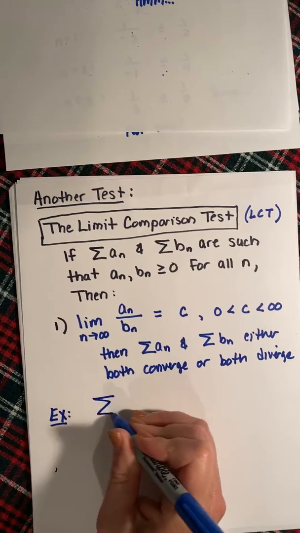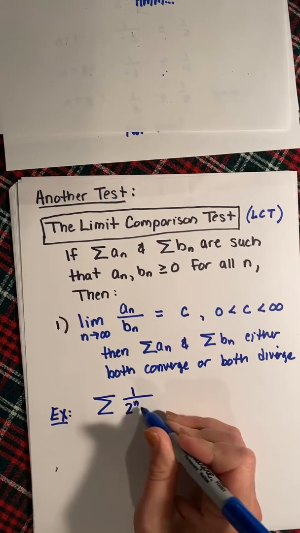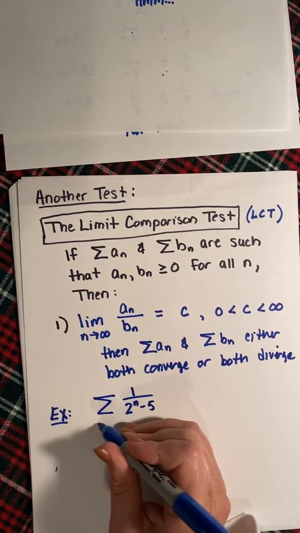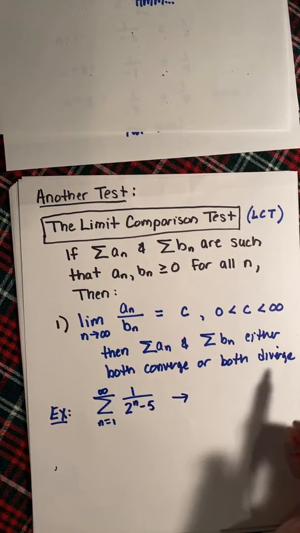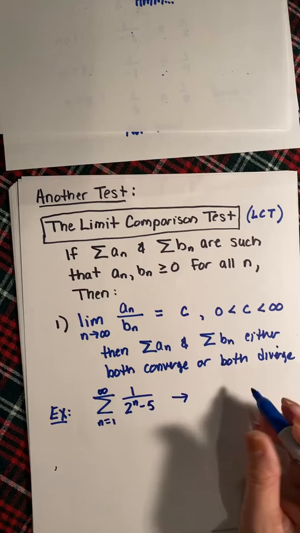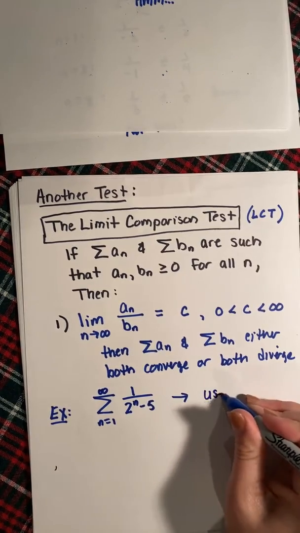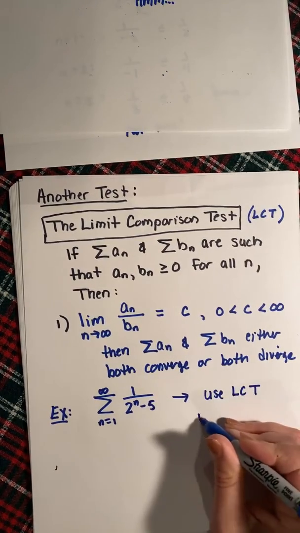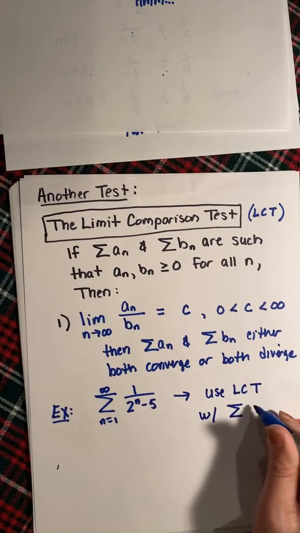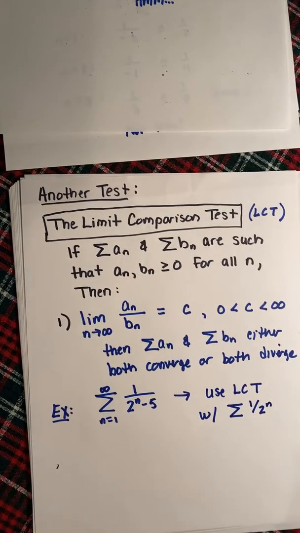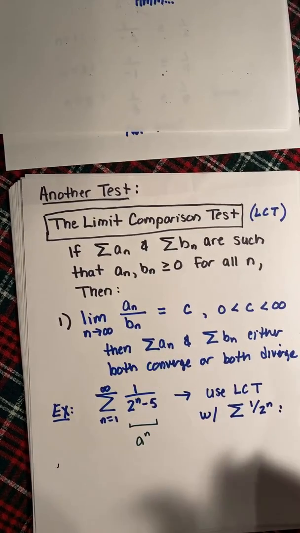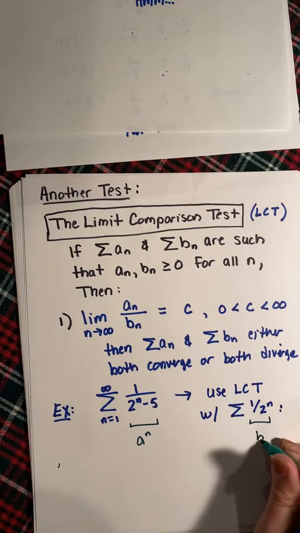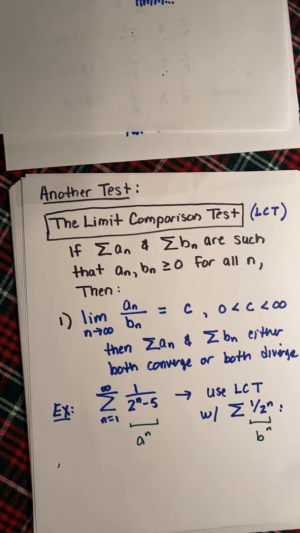Let's revisit this. We expect this to behave like 1 over 2 to the n, which we know converges. So let's use the limit comparison test with 1 over 2 to the n. So we're going to let this be the one we're looking to see how it behaves. I always let B be the one I know how it behaves.